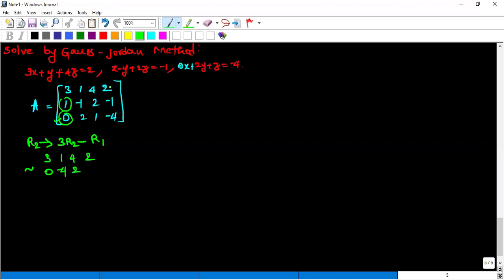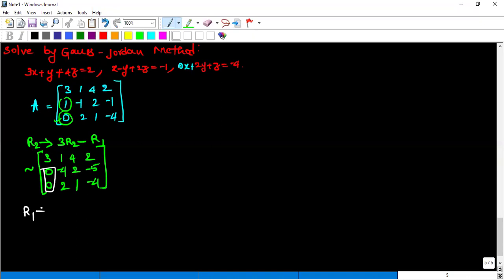Minus 3 minus 2 is minus 5. And R3 we will write as it is: 0, 2, 1, minus 4. Now observe this particular spot where both elements are 0, 0. In the next step, this element and this element, we need to make them 0. How will we do that?